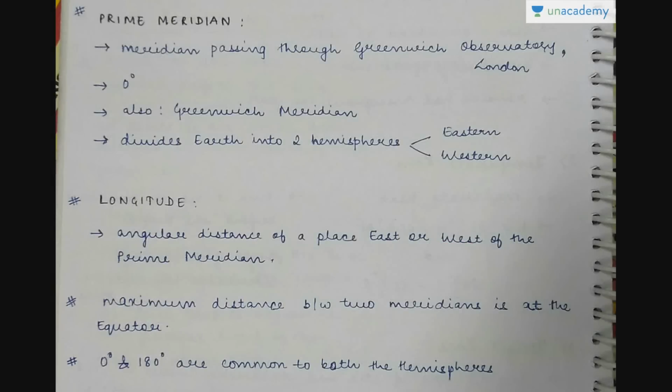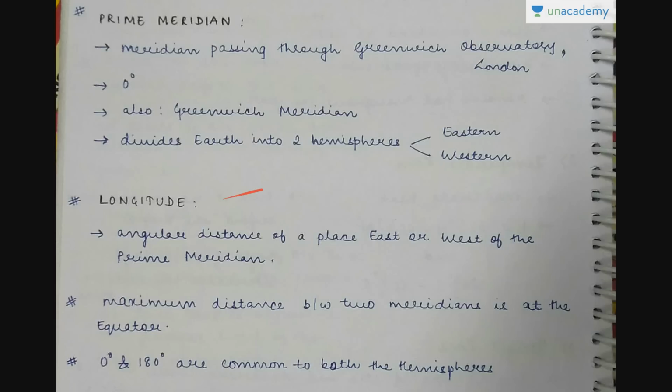Now what is this prime meridian? Prime is the main thing, like prime minister, the main person. So it's the prime meridian, the main meridian. It is that meridian which passes through the Greenwich Observatory, which is located in London. Its measurement is 0 degrees. It is also known as the Greenwich meridian because it passes through here, and it divides the earth into two hemispheres, the eastern and the western, just as the equator divides it into northern and southern.